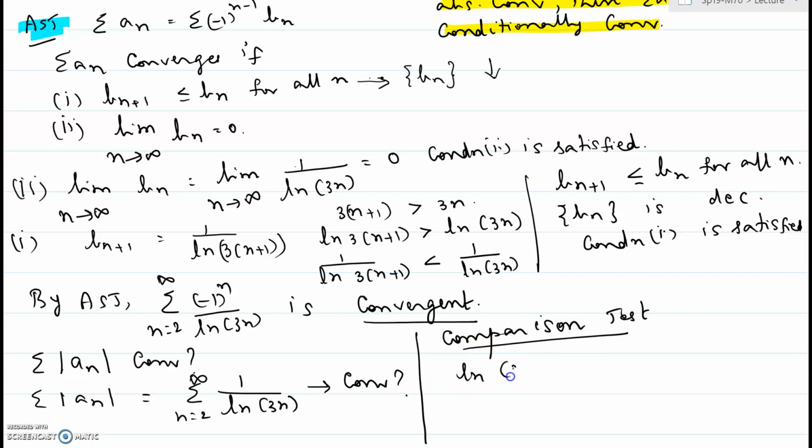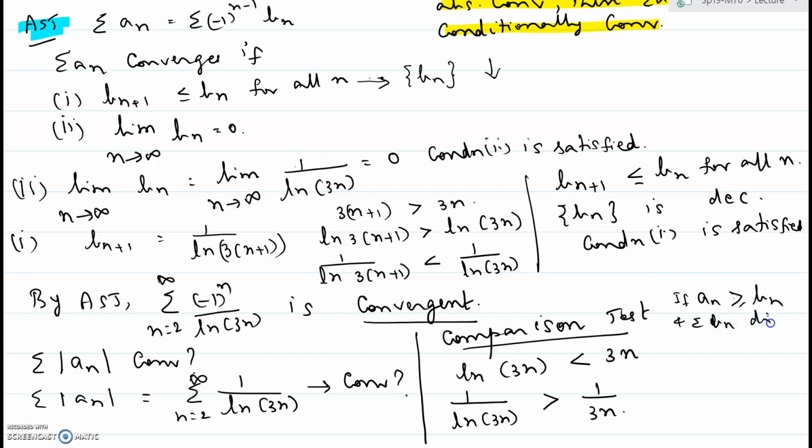Now we see ln of 3n is definitely less than 3n. So logarithm of any number is less than the number itself, which we all know. So if you take the reciprocal on both sides, 1 over ln of 3n would be more than 1 over 3n. So when we have two series, if an is more than or equal to bn, and if sigma bn is divergent, then sigma an also diverges, right? This is one of the statements of the comparison test. If an is less than or equal to bn and if sigma bn is convergent, then sigma an would also be convergent. In this case, we are going to establish this result.